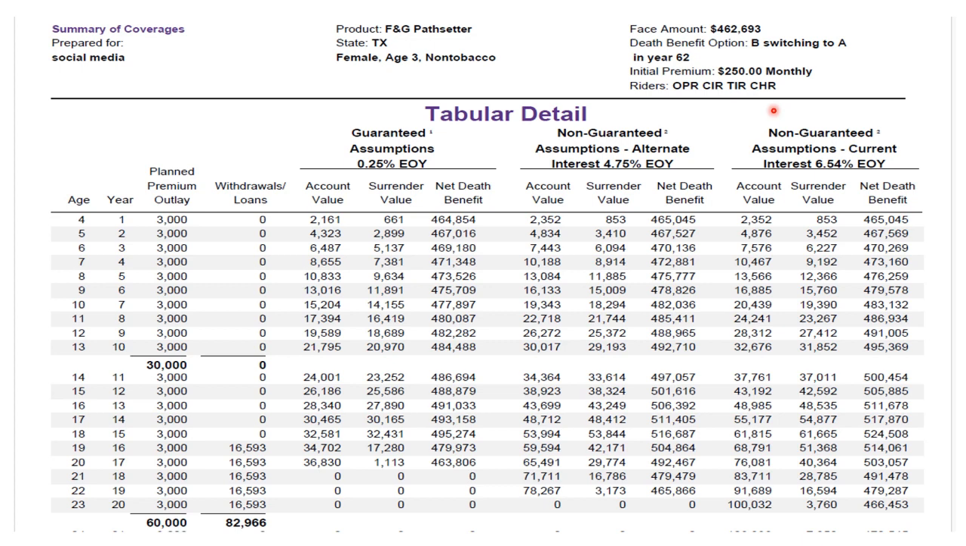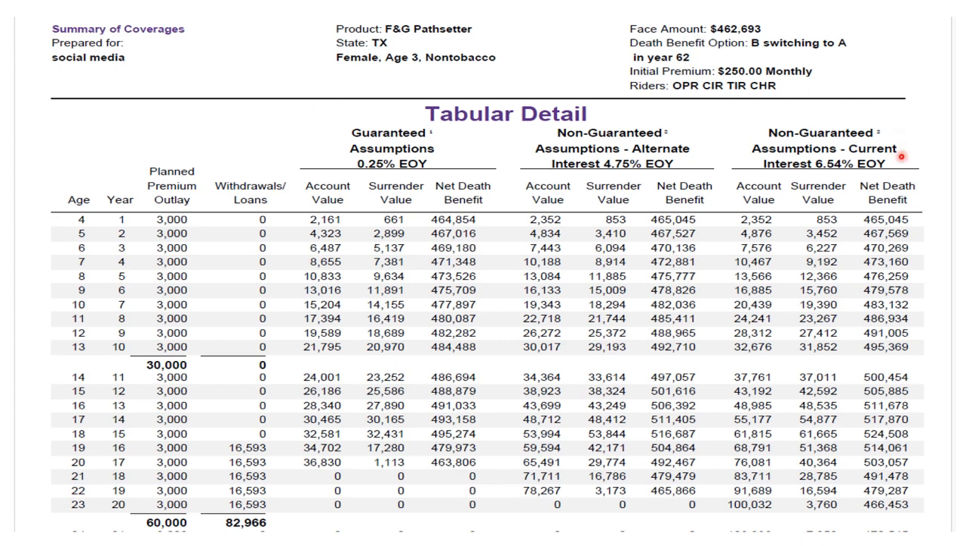There are a couple of columns I want you to pay attention to, and that will be the age. So since this policy was started at age 3, the first number that you will see is the policy starting at age 4. This column is showing you the years of the policy. This column, labeled Planned Premium Outlay, is showing you how much you are paying into this policy per year. So that is $250 times 12 is how they got this number of $3,000. Now, the withdrawals and loans are showing the payments that you will receive from this policy.